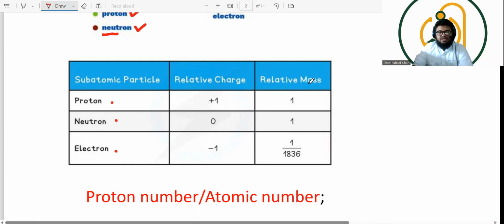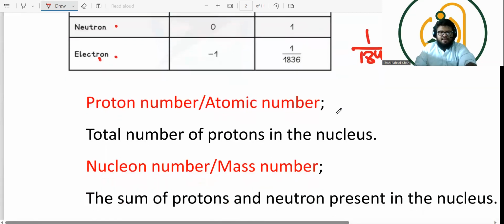What about the masses? So the relative mass of proton and neutron is equal. Therefore, the ratio is 1:1. But what about electron? Electron is 1836 times or 1840 times lighter than a proton. Some books also mention 1 over 1840. All right. So these are the values of relative charge and mass which you need to learn. They are tested on the exam.